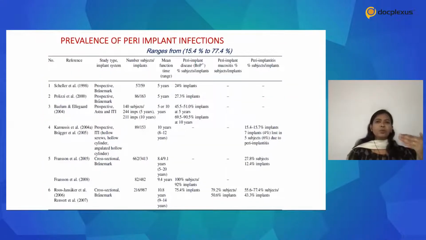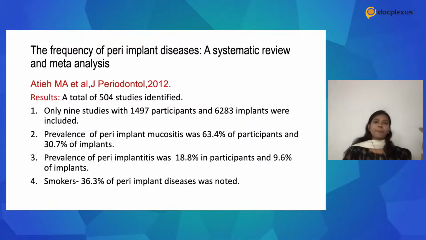So this is to show you some of the numbers. The peri-implant infections range from very low to very high. This range is very high based on so many factors. It ranges from around 15.4% to 77.4%. This is to show you one important systematic review where studies were done from 504 literature, and they said that the prevalence in smokers, can you note this number, is 36.3%. So that is the amount of risk when you place an implant in a smoker.